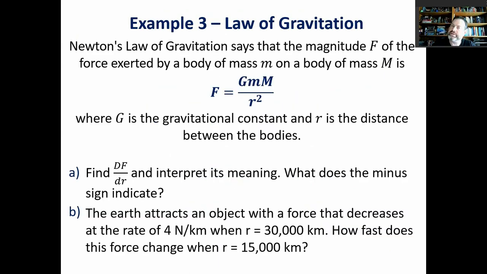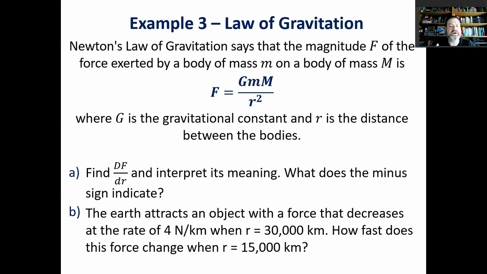I'm going to do, yes, another physics example. The reason I'm doing this one is because it's a different type of problem than what you've seen before. So Newton's law of gravitation says the magnitude F of the force exerted by a body of mass little m on a body of mass big M is given by that formula. So G is a constant and R is the distance between the bodies. So here R stands for radius, but it's just a distance, right? And it's the distance between the center of mass of the bodies.